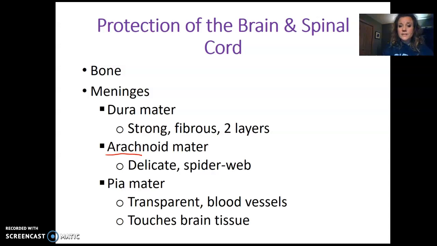And there is a spider web quality to the space that lies beneath this meningeal layer, which we'll talk about in just a minute. And finally, we have the pia mater. Now, pia mater means gentle mother. This is the only layer of the meninges that actually touches the nervous tissue. It is a transparent layer, and it supports blood vessels. And you'll be able to see it when we dissect our sheep brains.